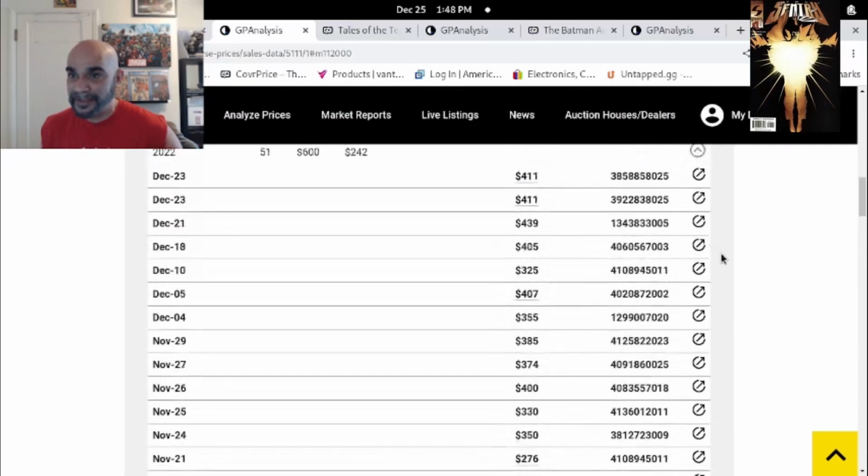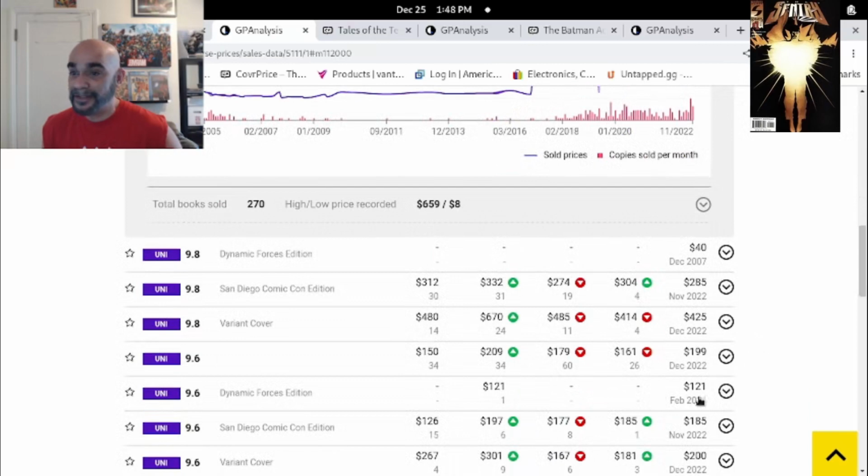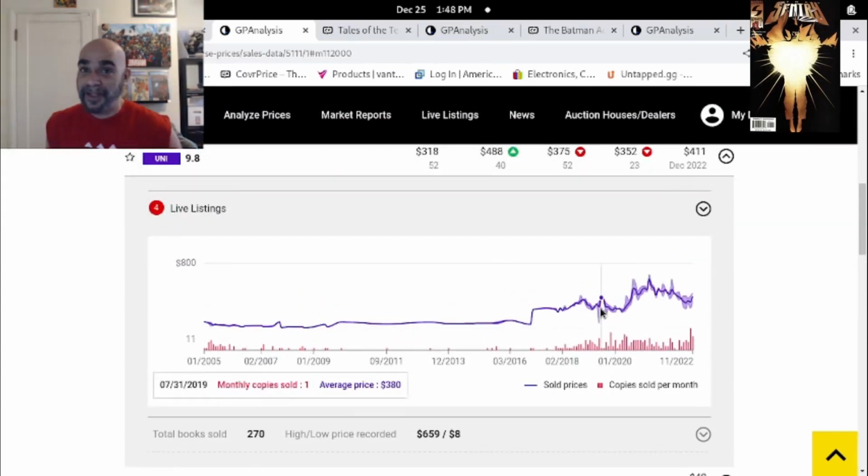As for 9.6s, give me one quick second. Let me minimize this. So you can see 9.6 is a major drop off. This is how it is a lot of the times with modern books. 9.8 is what you want because there's an abundance of them. So you might as well want to get the highest grade copy of it. Now, with this particular character, if they do him right and he becomes popular, this book is just going to do nothing but go up.